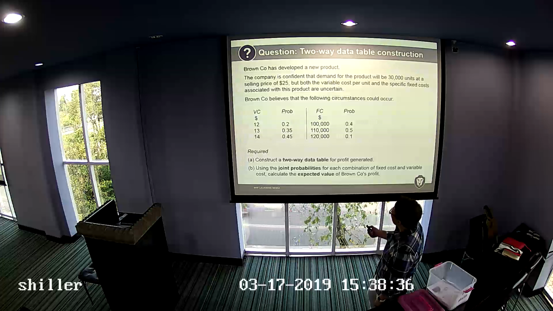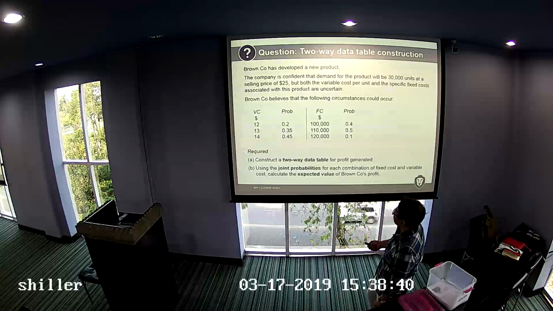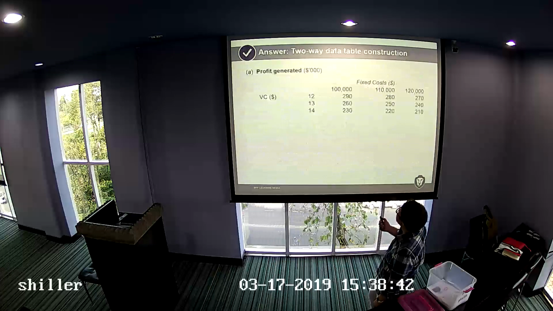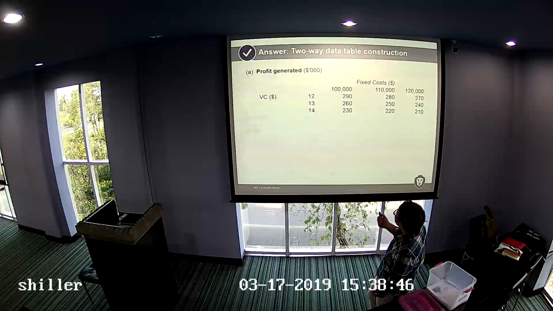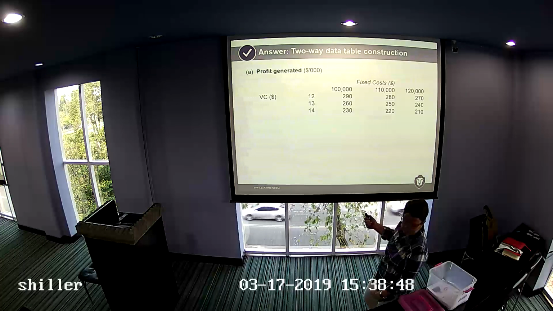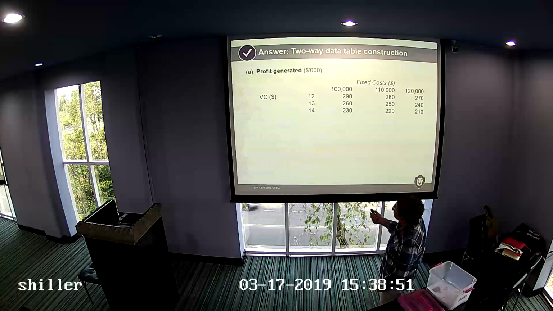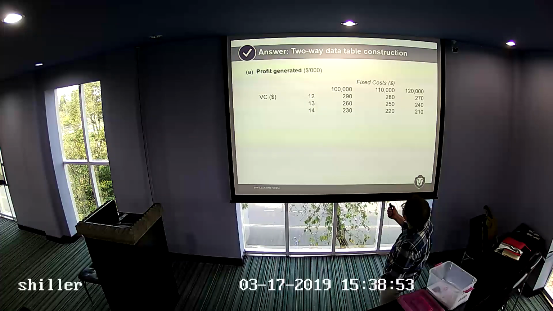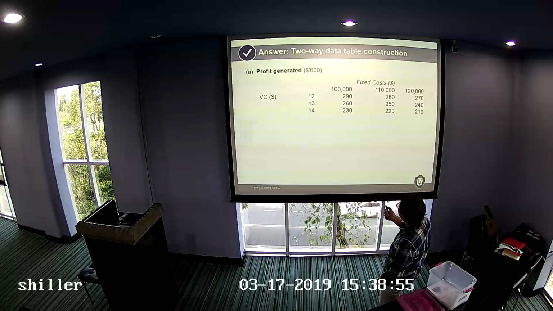Alright, so we're going to do a payoff table using this data. So the first payoff table is this. Remember, these are the profit in thousands, okay? So look, what is this? These are the variable costs and these are the fixed costs. So how did I get 290,000?